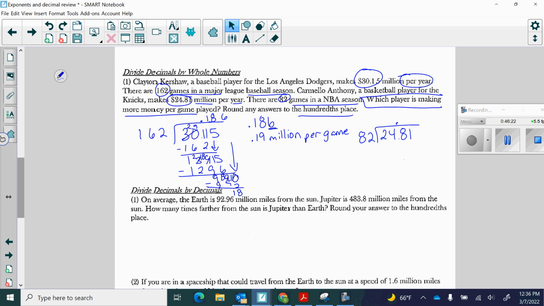So that's 0, 0, 3, 246. That leaves 2. Bring down my 1. So that's 0. Add a 0. Bring it down. And the 210 would be 2. So that's 4. 10 minus 4 is 6. 10 minus 6 is 4. But I can stop because I need the hundredths place. So he gets 0.30 million per game. So it looks like Carmelo Anthony makes more.